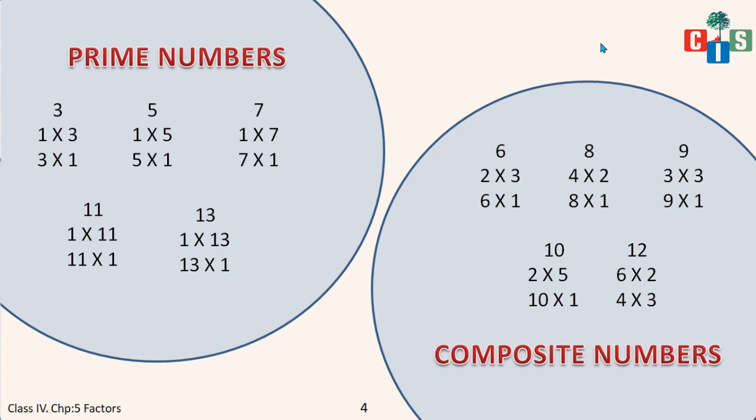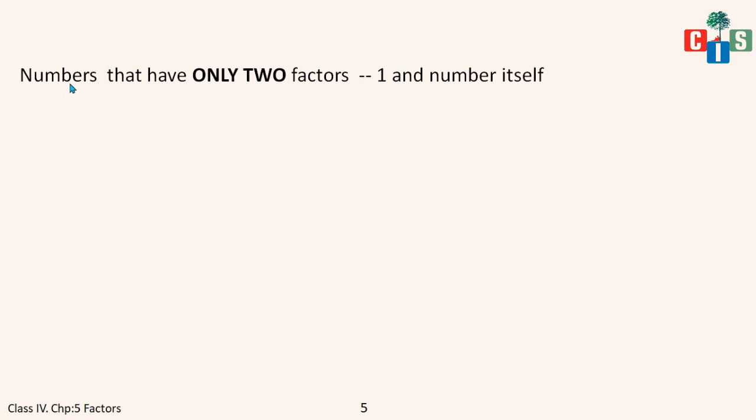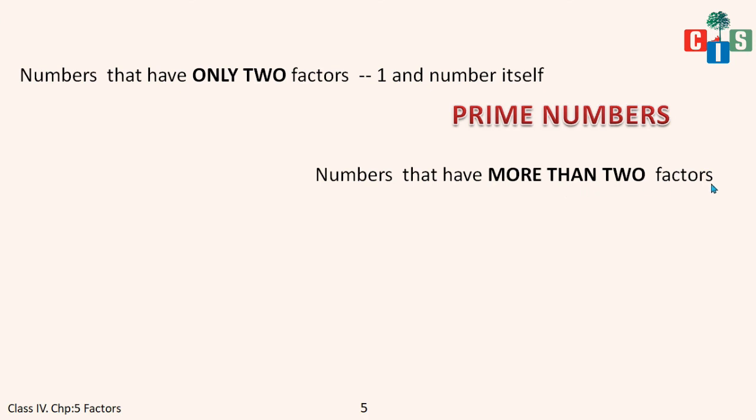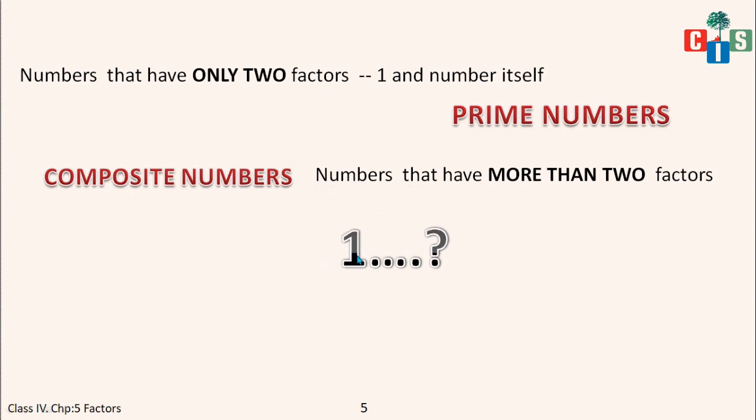So I can conclude that numbers that have only 2 factors, that is 1 and the number itself, are known as prime numbers, and the numbers that have more than 2 factors are known as composite numbers. Clear? Now students, I have a confusion. सब नंबर तो देख लिए, but we forgot to check the number 1. So is 1 a prime number or a composite number? Can you just think and brainstorm and let me know?